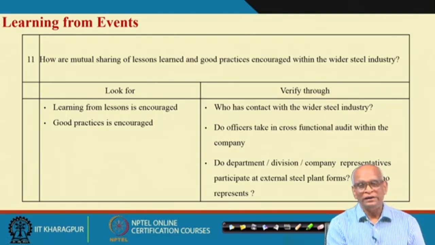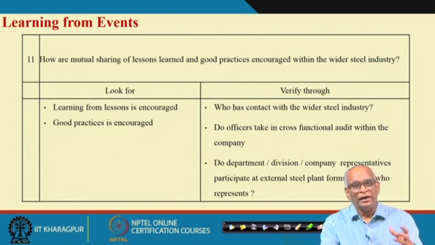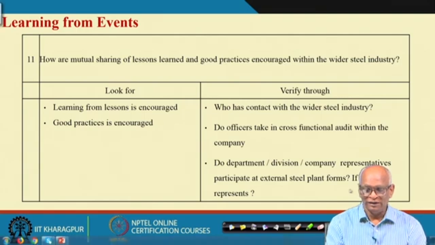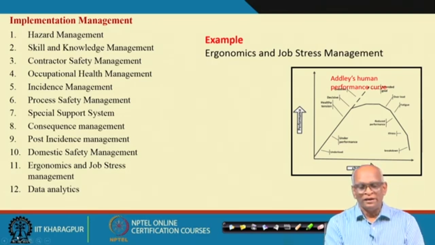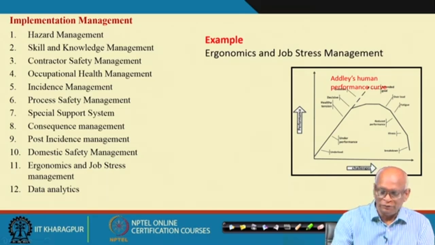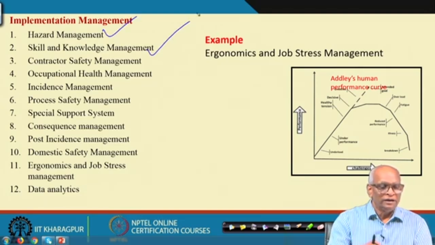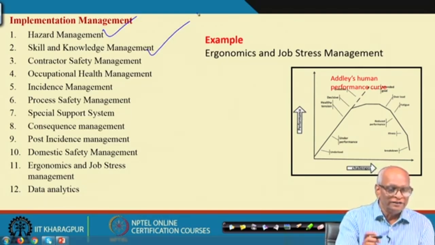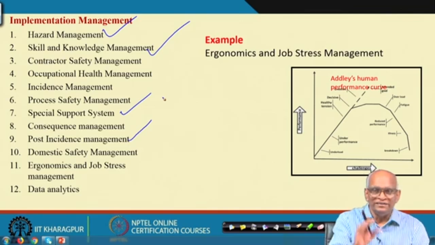Learning from lessons: if any failures are happening, the whole organization should learn from there, and they are deploying the good practices everywhere and encouraging the people who deploy them. They have named the whole implementation process under different managements: hazard management, skill and development management, contractor safety management, occupational health management, incident management, process safety management, special support systems management, and post incident management. Post incident management means if any incident happens, how you manage it.